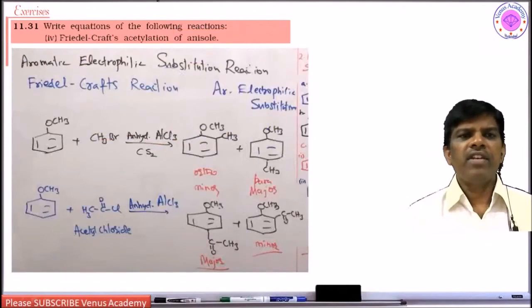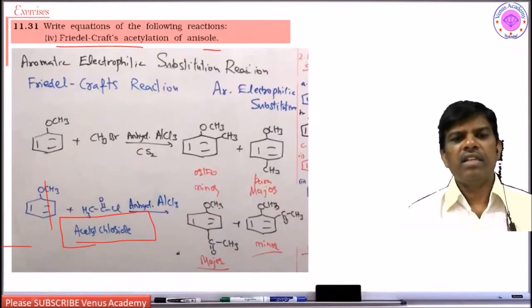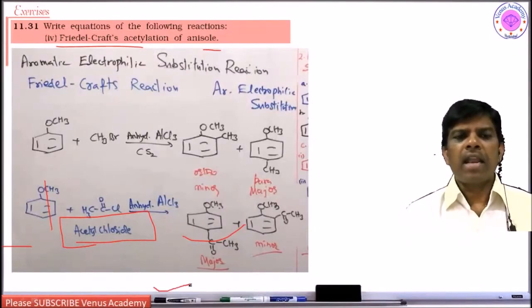Next, write equations of the following reactions. Friedel-Crafts acetylation of anisole. Just now I have explained. Acetylation takes place by using acetyl chloride. Yes, so that is how you will get a mixture of ortho and para products. Simply write ortho and para if you are not sure about what is major and minor. Simply stick to the para position.